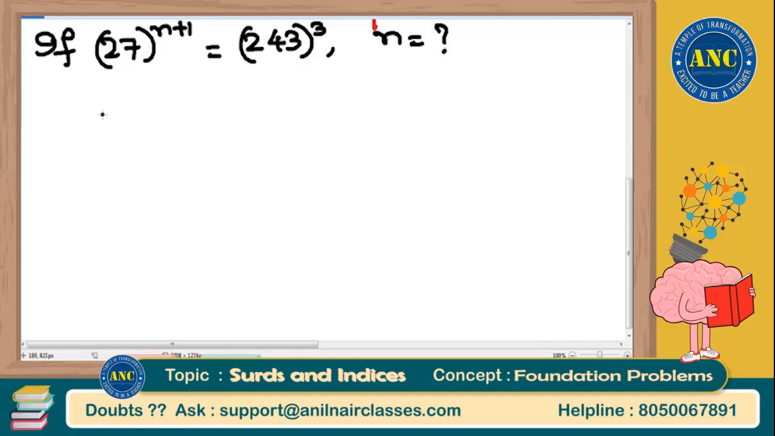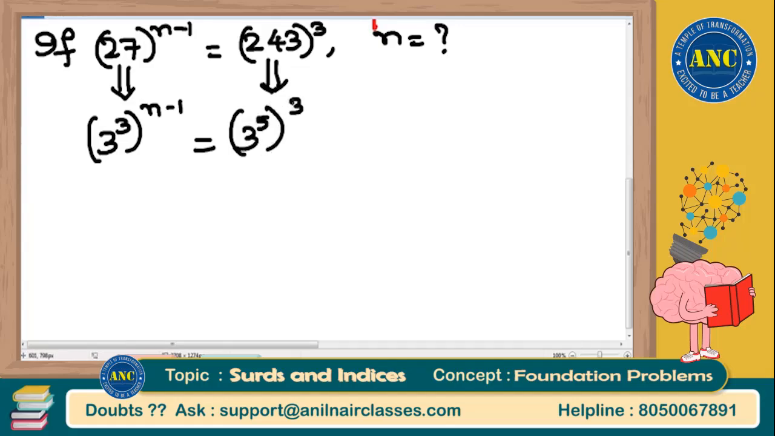Same logic I will implement. 27 can be written as 3 power something. 243 can also be written as 3 power something. 27 is 3 power 3 whole power n minus 1 it is, sir. It is not n plus 1. It makes no difference, even if you solve with n plus 1 you will get a different answer, as long as we are learning the concept. 243 is 3 power 5 whole power 3.